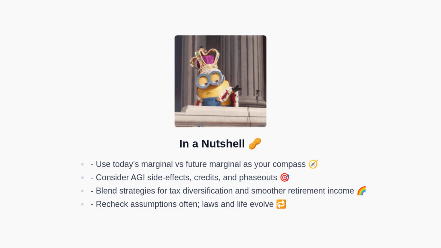In summary, let your current and expected future marginal tax rates guide your choice. Consider adjusted gross income side effects, such as credits and phase-outs, when optimizing current year taxes. Blending strategies can provide tax diversification and smoother retirement income planning. Finally, continually reevaluate your assumptions because life and tax laws change.